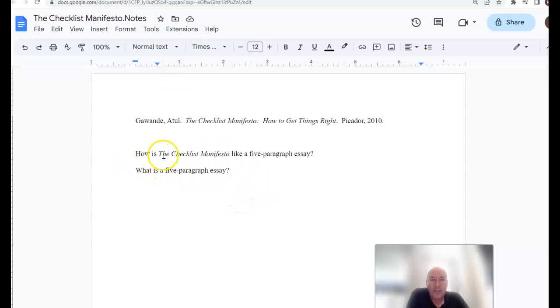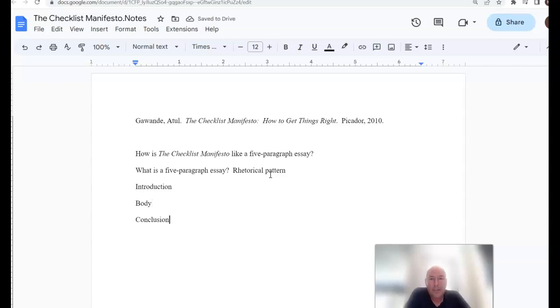Now, one thing that I often tell my students is that The Checklist Manifesto is what I think of as a 5-paragraph essay. And my students are confused because it's obviously more than 5 paragraphs in length. In fact, it's almost 200 pages. So how can a 200-page book be a 5-paragraph essay? Well, what I mean is it's a rhetorical pattern, a pattern of organization which starts with an introduction, has a body, and then has a conclusion.